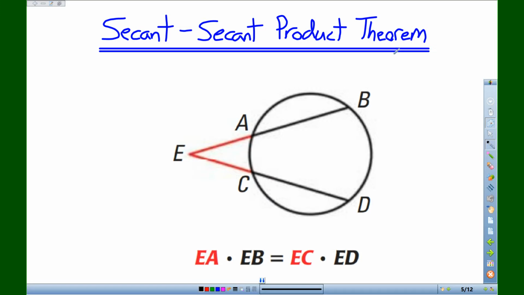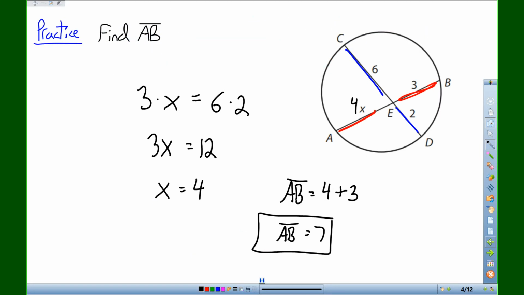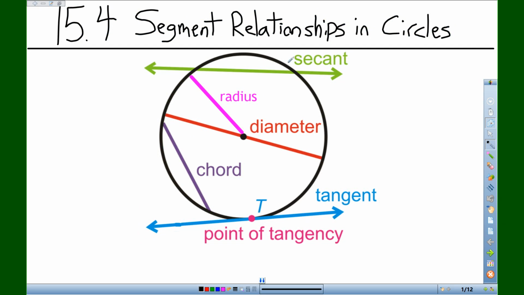Okay, so first thing, what is a secant line technically? If I go back to our very first slide here, a secant line is a line that goes through a circle, hitting it at 2 points. But the key thing is that it goes through the circle and continues to go. It's a line, unlike a chord that is just a segment that touches. So they're a lot alike, but a secant is a line that goes through.